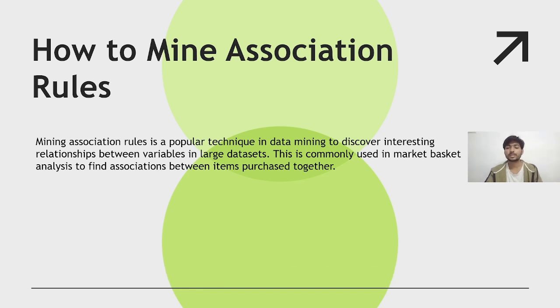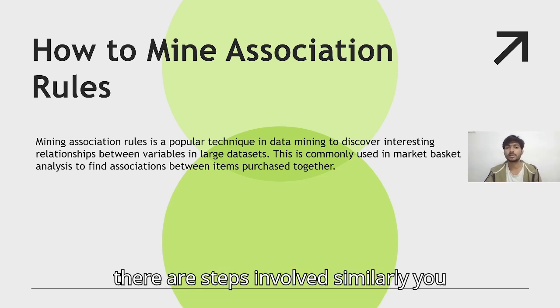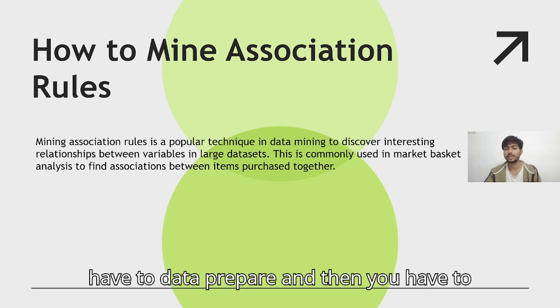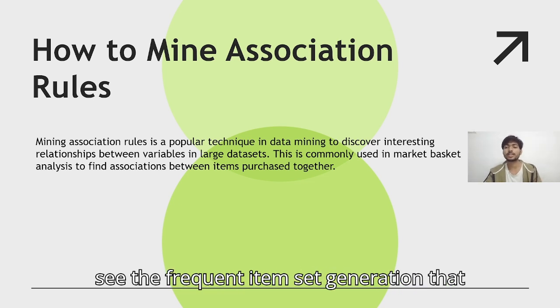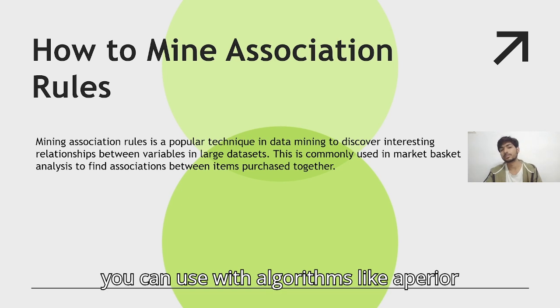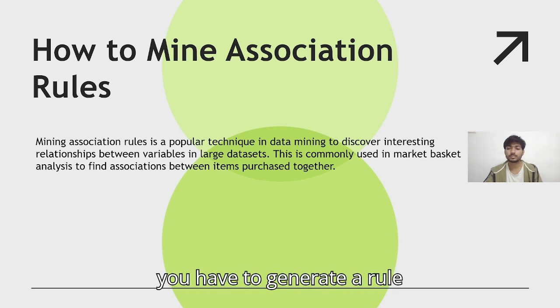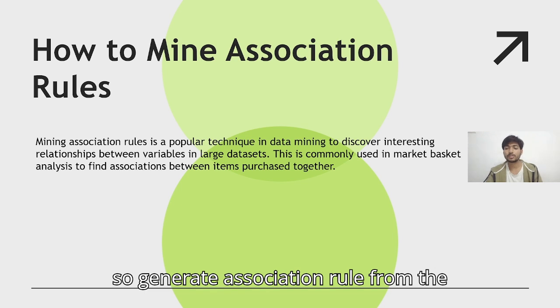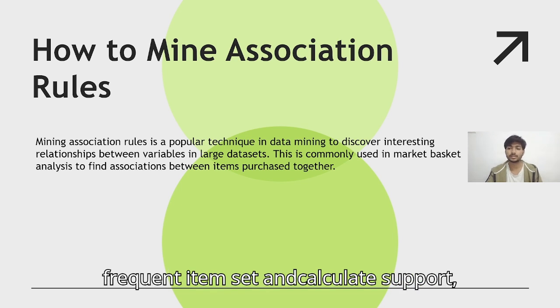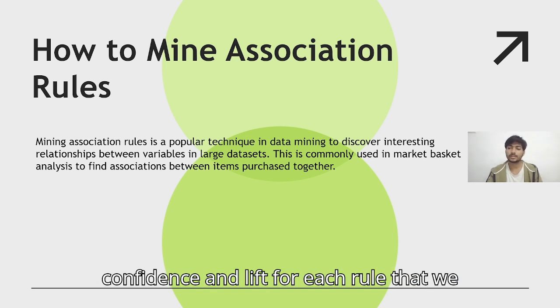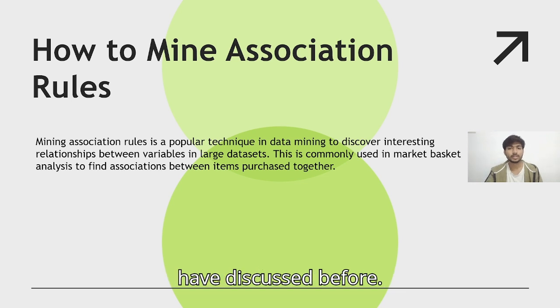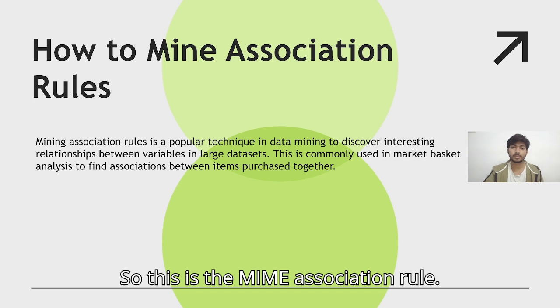And there are steps involved. Similarly, you have to prepare the data, and then you have to find the frequent item sets, which you can generate with algorithms like the Apriori algorithm or the FP-growth algorithm, and then you have to generate the rules. Generate association rules from the frequent item sets, and calculate support, confidence and lift for each rule that we have discussed before. Okay, so this is mining association rule.